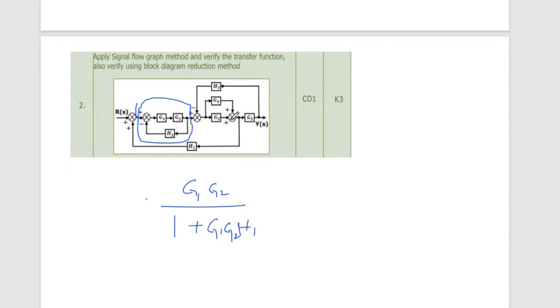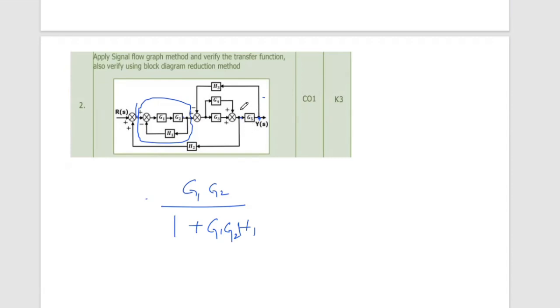This is a block of G3 plus G4, and you can bring this here. So you have one block here and one feedback here. If you bring this here, what will happen? Whatever is H3 should be multiplied by G.